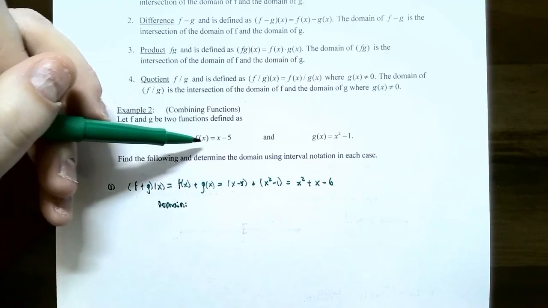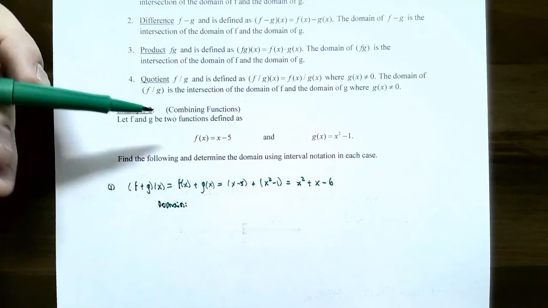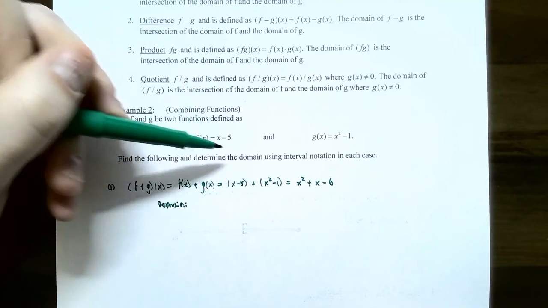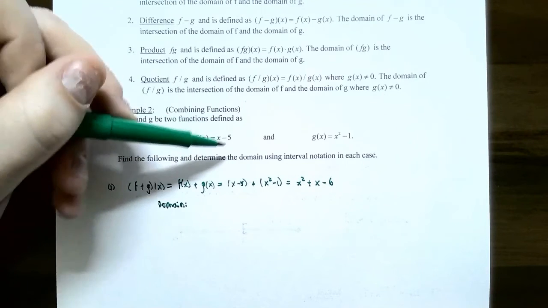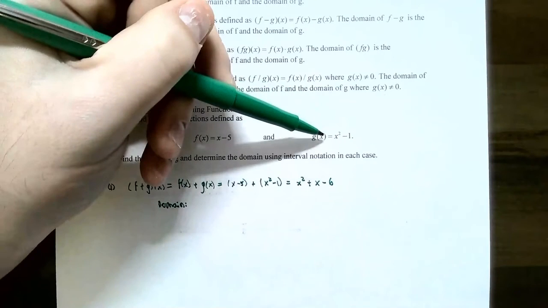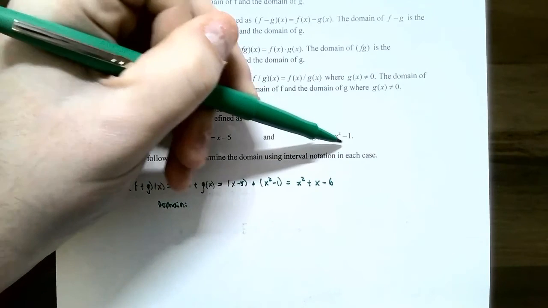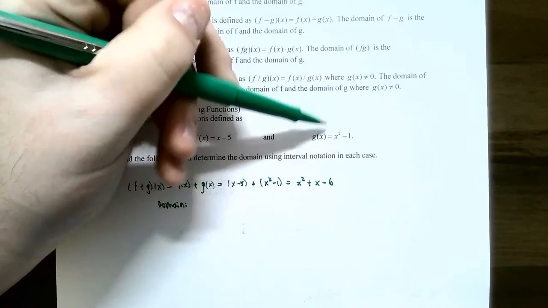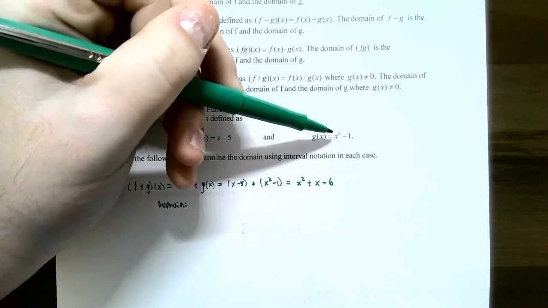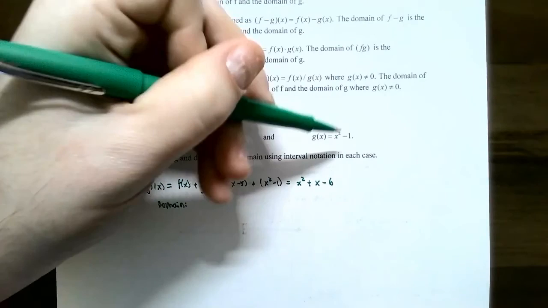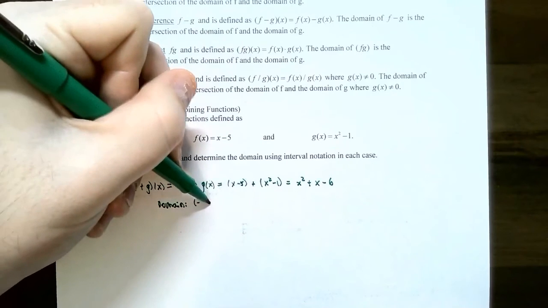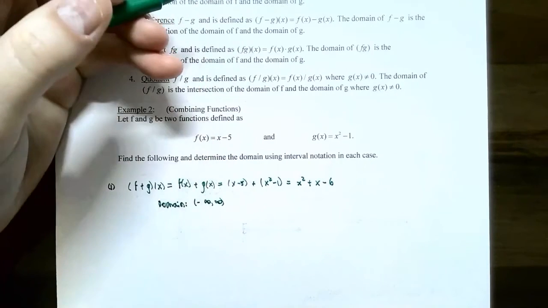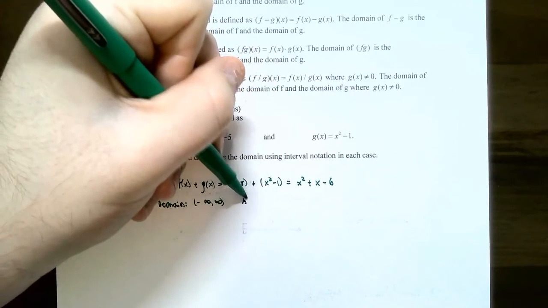Well, f of x, I'm not dividing by 0, ever, and I'm not taking an even root, because even roots don't even show up in the function. So the domain of f is all real numbers. G of x, the domain is all real numbers because I'm not dividing by 0, there are no x's in the denominator, and there are no even roots. There's an even power, but it's not an even root. So the domain is negative infinity to infinity, which is the set of all real numbers.